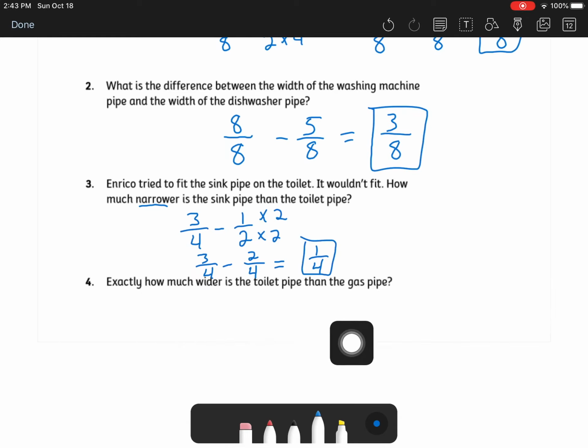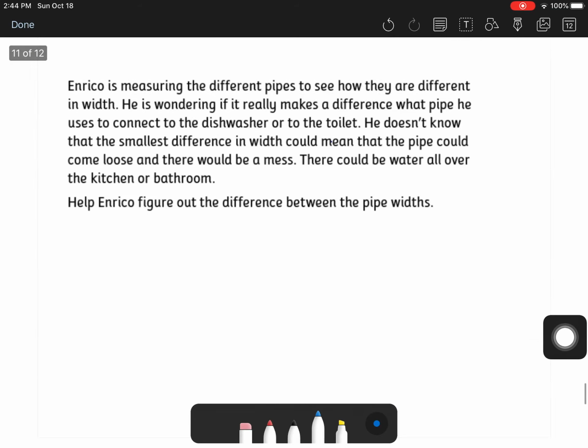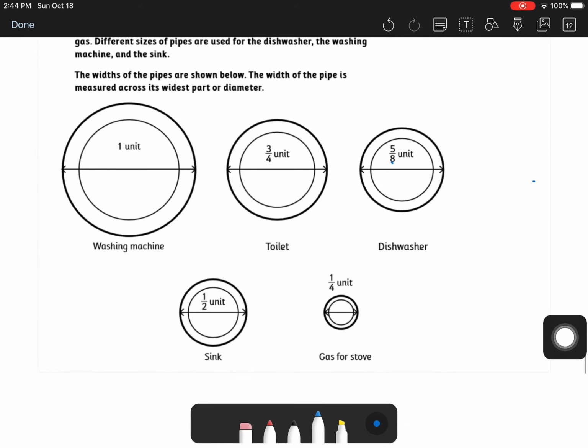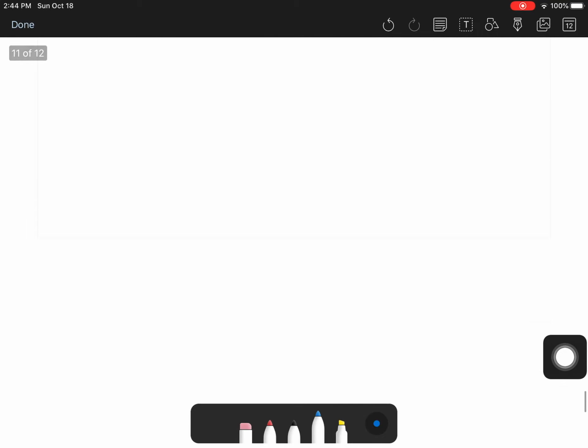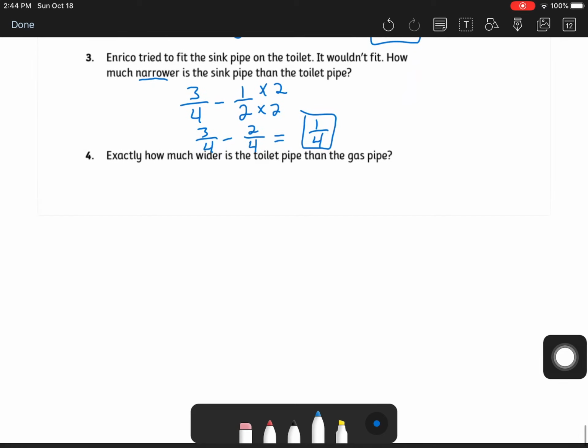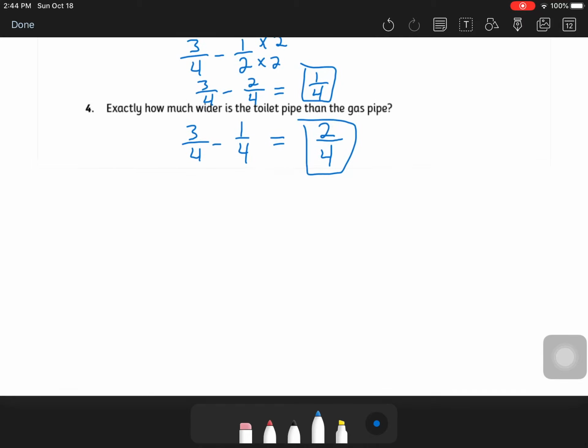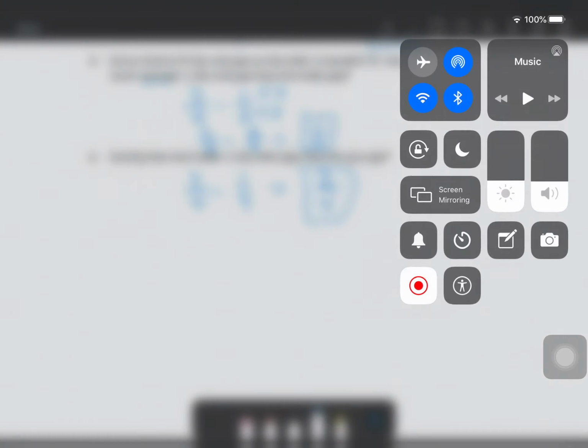All right, and the next one: exactly how much wider is the toilet than the gas pipe? All right, so let's look here. Toilet versus gas. So that's 3/4 and 1/4. So 3/4 minus 1/4. I already have a common denominator, so I just subtract the numerators, and I get 2/4 for that one. Okay, so that's it. That's our lesson.